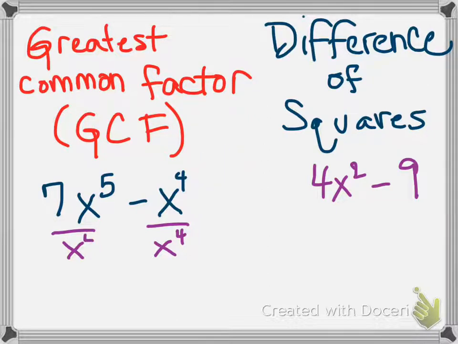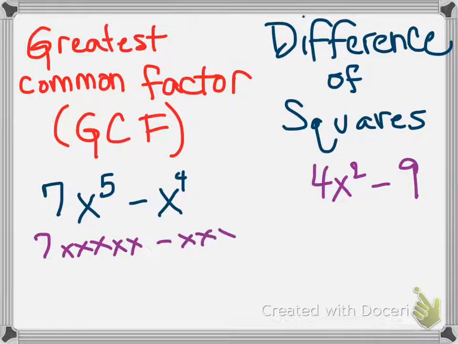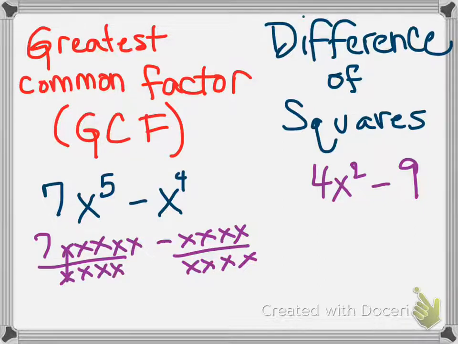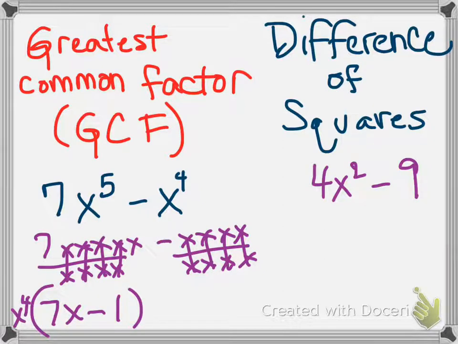You could write this out if you wanted to in a way that makes it more obvious. If you wrote it out as 7 and then with 5 x's minus, and then you've got 4 x's all multiplied together, then you can see, oh, I really can divide out x to the fourth. And then I can cross them out, and I can see that what I'm going to have left is 7x minus 1, and then on the outside I'll have x to the fourth.